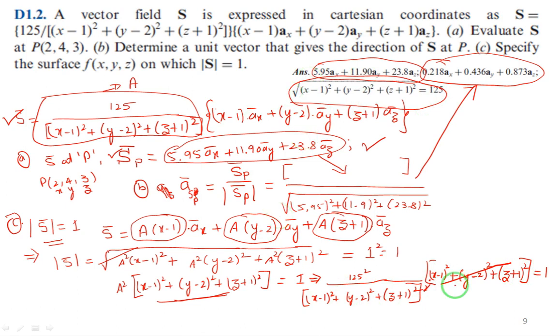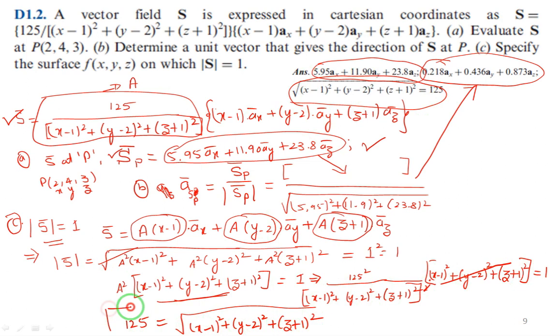So take this term, that side, and take the square root, you will get the final answer. Actually I could have not squared it, but no problem, I squared it. Once again I'll take the square root on both sides. So finally I will get 125 is equal to the square root of (x minus 1) whole square plus (y minus 2) whole square plus (z plus 1) whole square.